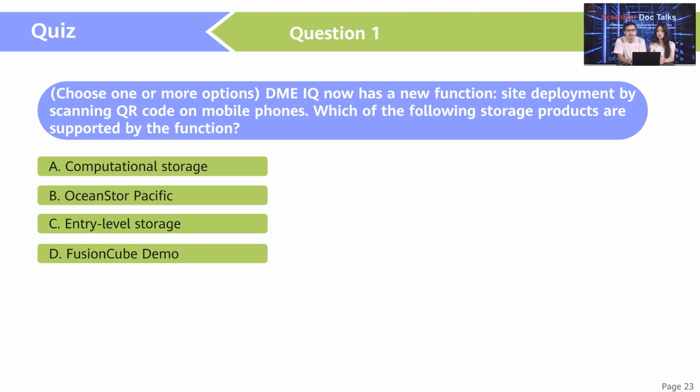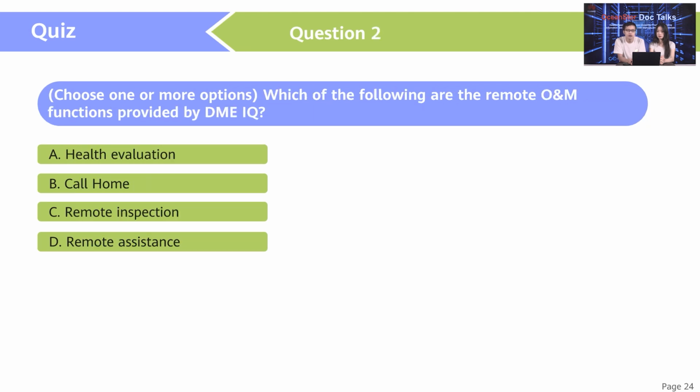Okay, the right answer is A, C, D. B. Ocean Store Pacific is not supported by this function. Question 2 is also for you to choose one or more options. Which of the following are the remote O&M functions provided by DME IQ?